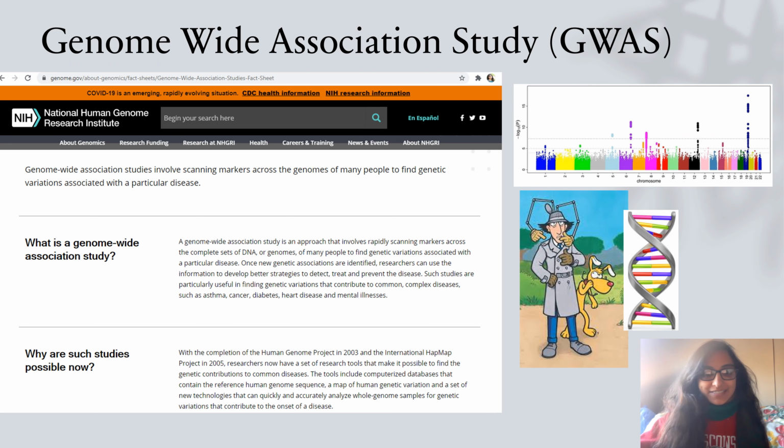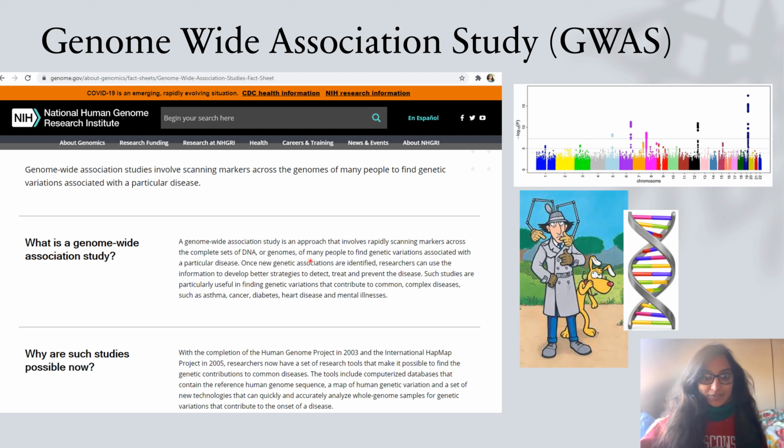So usually we have these genome-wide association studies, or we call them GWAS. So you can think of this as like Inspector Gadget, kind of scanning the whole genome. So what is a genome-wide association study? These studies involve scanning markers across the genomes of many people to find genetic variations that are associated with a particular disease. So which individuals have a phenotype in a population, and of those individuals, what kinds of genes do they have that could be associated with the disease in general? That's what we're trying to look for.